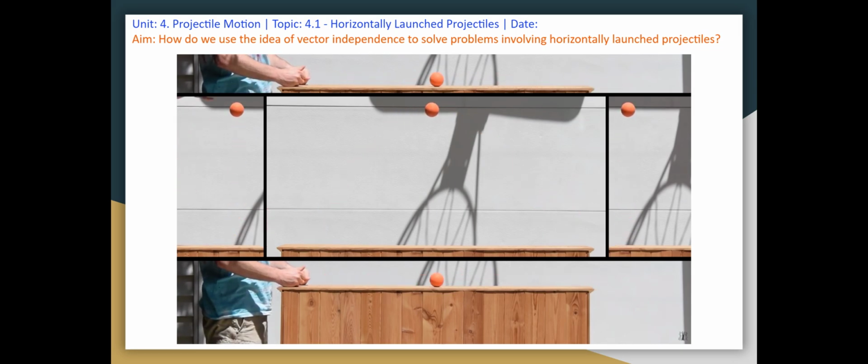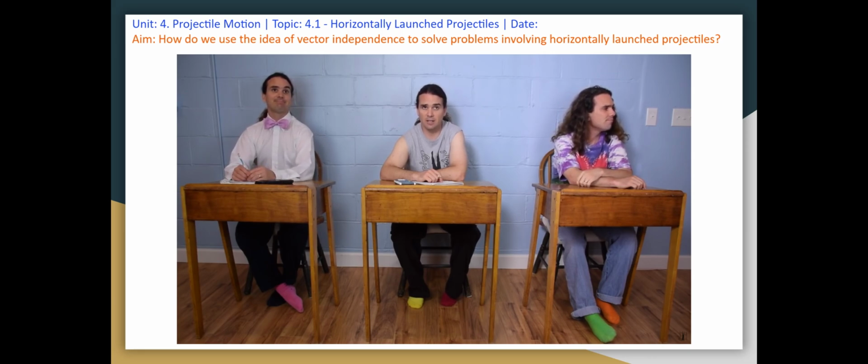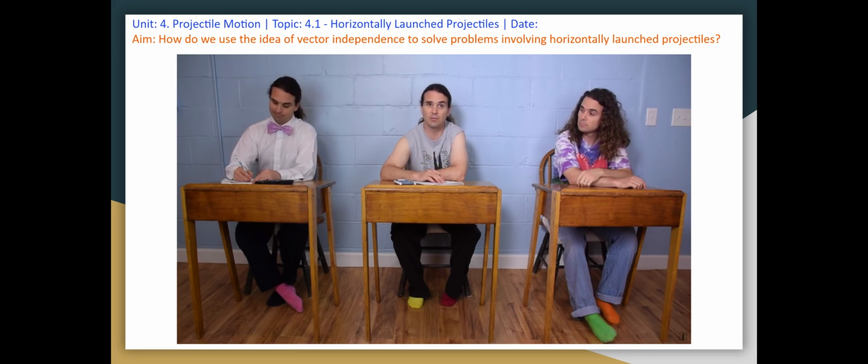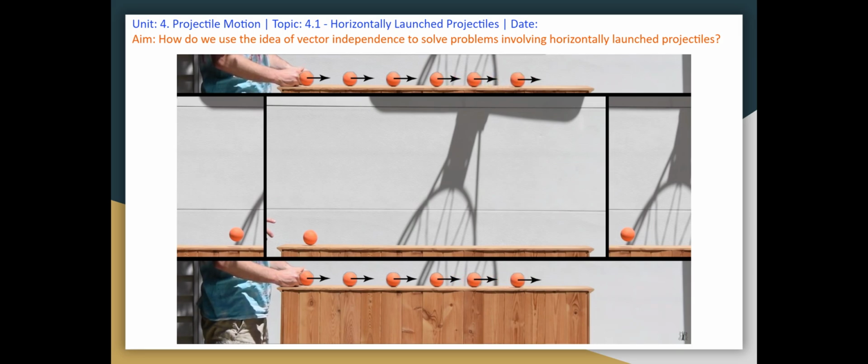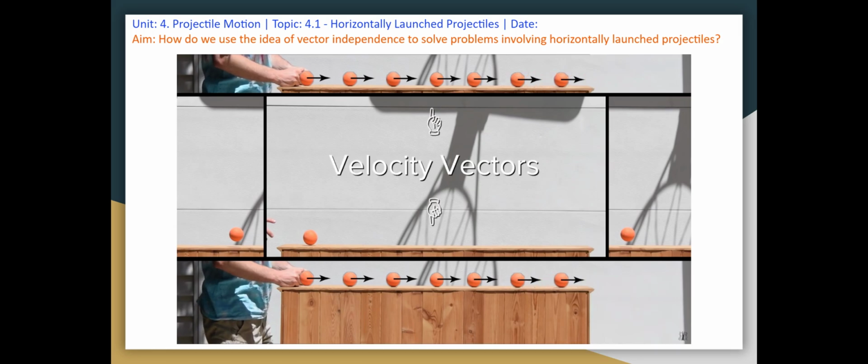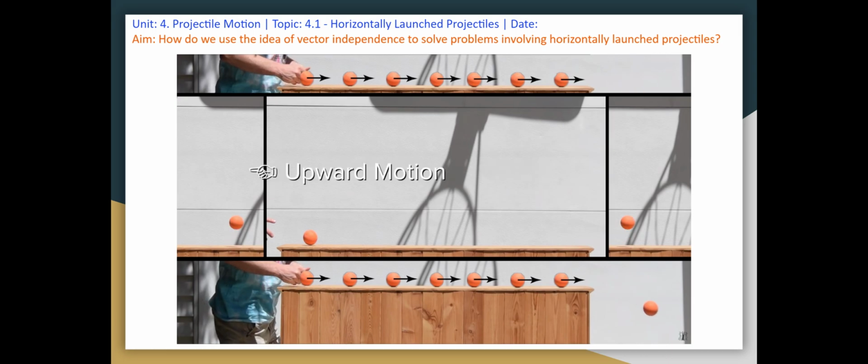Bobby, what should the velocity vector components look like in the x direction for the ball as it moves to the right? Well, in the x direction, the ball has a constant velocity to the right, so the vector should have the same magnitude the whole time and be pointed to the right. Correct. So as the ball moves to the right, we can freeze the ball at several locations and add the velocity vector in the x direction, which will always have the same magnitude and therefore the same length arrow.